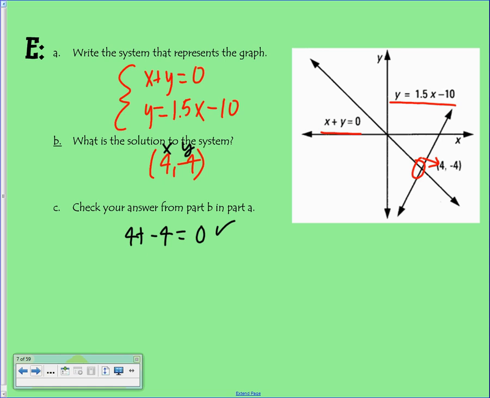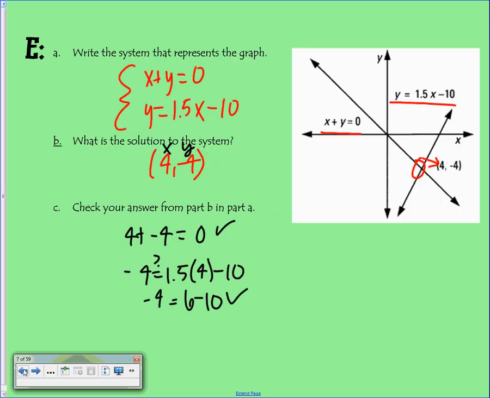So that works. The second equation is y. So negative 4 equals 1.5 times 4 minus 10, and we want to know if that's true. Well, 1.5 times 4 is 6, so we've got 6 minus 10, which does equal negative 4, so that algebraically works as well. So you are checking to make sure that that ordered pair makes your equation true. If it made either of them false, then that would not have worked.